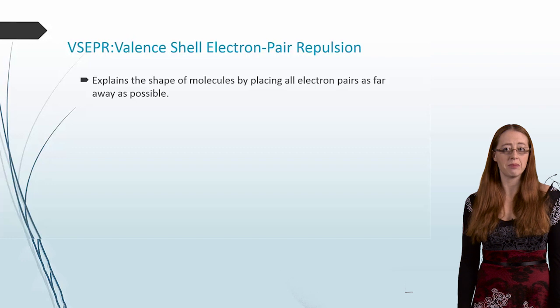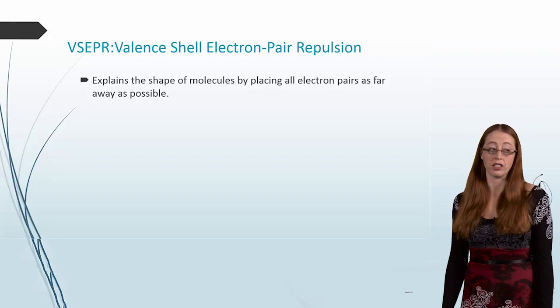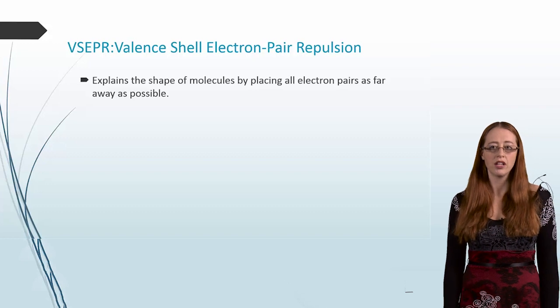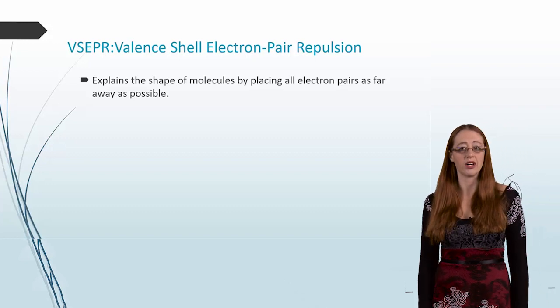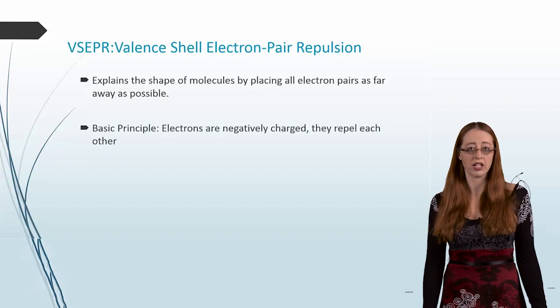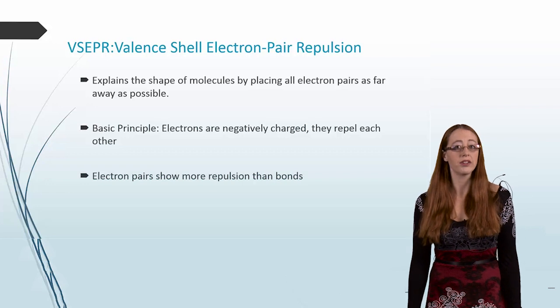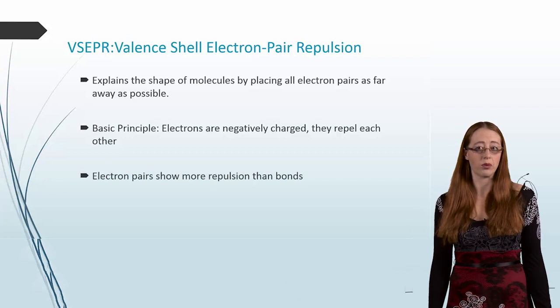This explains the shape of molecules by stating that our negatively charged electrons, or in other words, all of our electrons, are going to repel each other, and they want to be as far away as possible. So the basic principle is anytime that you have an electron group, whether that be a group of bonds or an electron pair, they're going to repel each other and stay far away from each other.